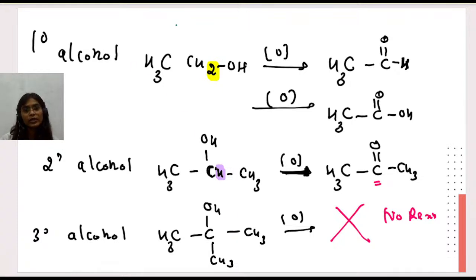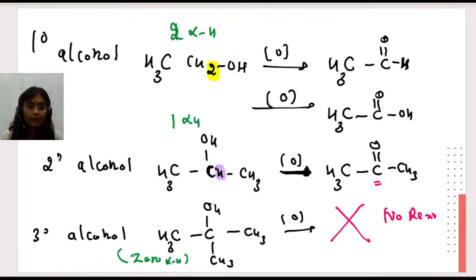So what is the key point? In this case, two alpha hydrogens. In this case, one alpha hydrogen, and in this case, zero alpha hydrogens. If hydrogen is not present, then what is going to be lost? Till now, what we are doing in oxidation is loss of hydrogen or gain of oxygen. If hydrogen is not present, then which one is really going to be lost here?